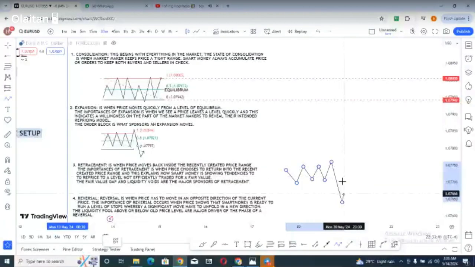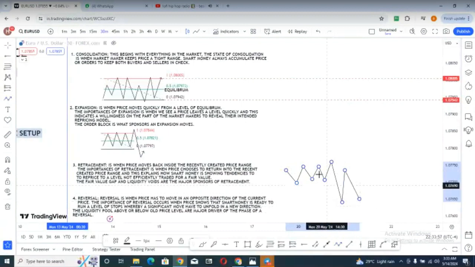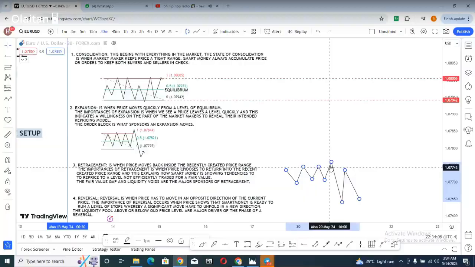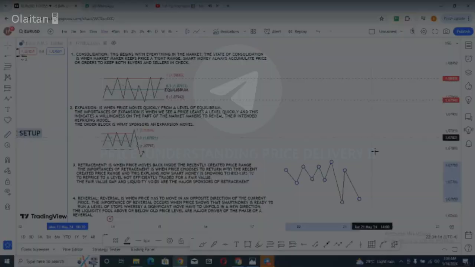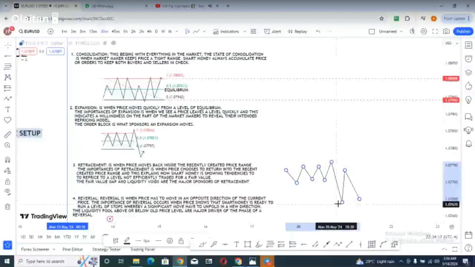Then you see price come into that retracement to continue the expansion downward. Do you understand now? That's why I said different phases of the market, you must understand it. You see that after this consolidation, we have an expansion, we have a retracement, we have another expansion. It is hardly that you see, after this expansion, you have a reversal, just immediately like that. There is something that sponsors the reversal. There will always be something that sponsors the reversal.